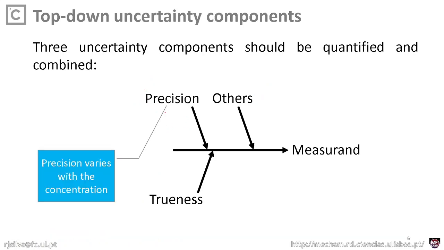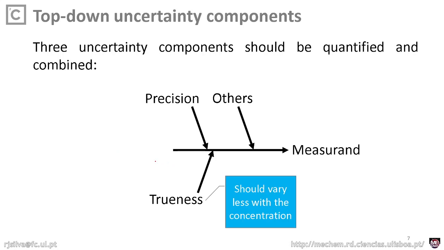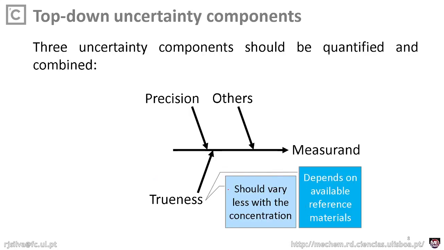We know that measurement precision varies with the concentration, and this is important for methods applicable to wide concentration intervals. And trueness uncertainty usually is not changing so much with the concentration, but instead depends on the reference materials that you have available to assess that trueness.